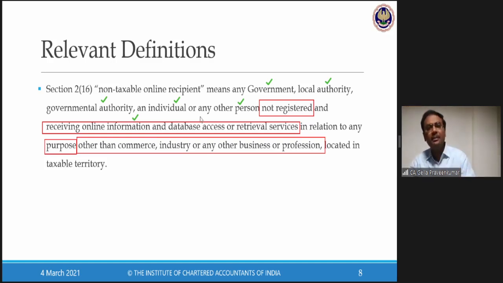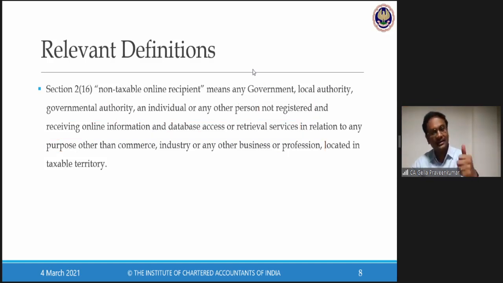This is the importance of my definition called online information database access or retrieval service, where a non-taxable online recipient is concerned. Now, next.